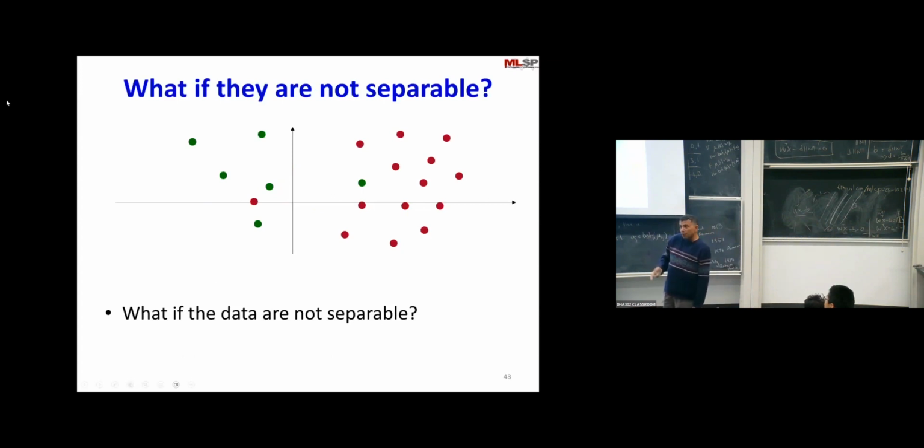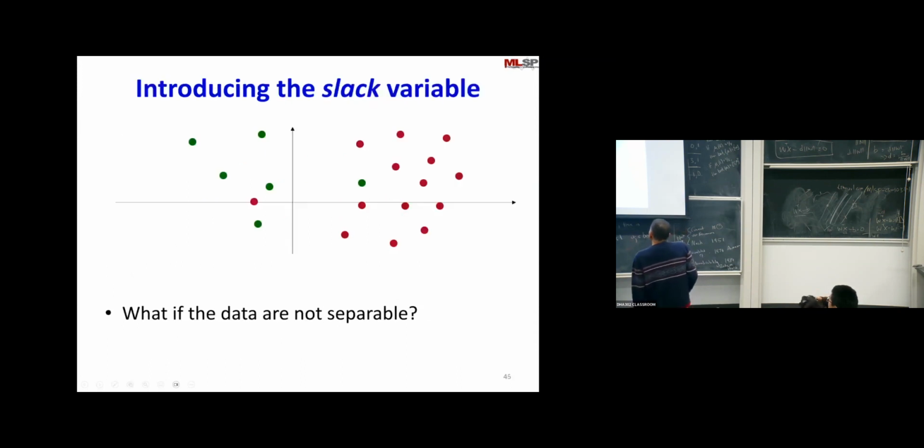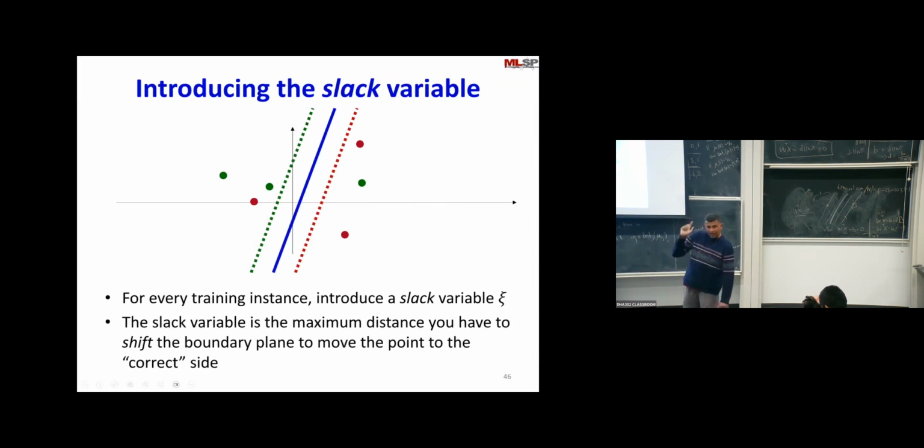There is no boundary plane which guarantees that all the red dots are to the right and all the green dots are to the left of the other boundary plane. There's no such plane, right? So how do we deal with this situation? Here's where we introduce this critical variable called the slack variable, right? Let's go back and consider our classifier. Here's the classifier already. We have two boundaries, right?